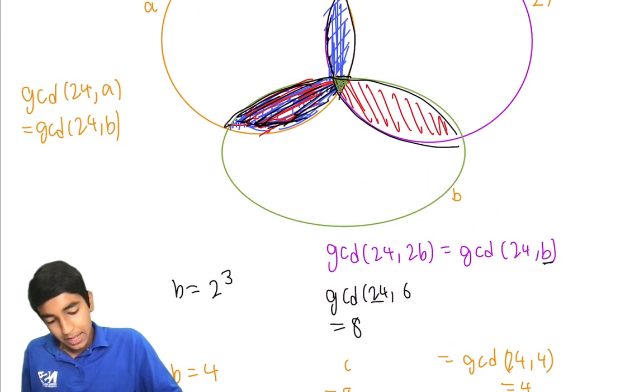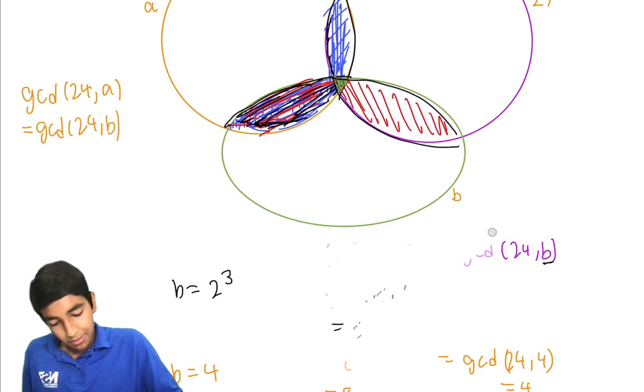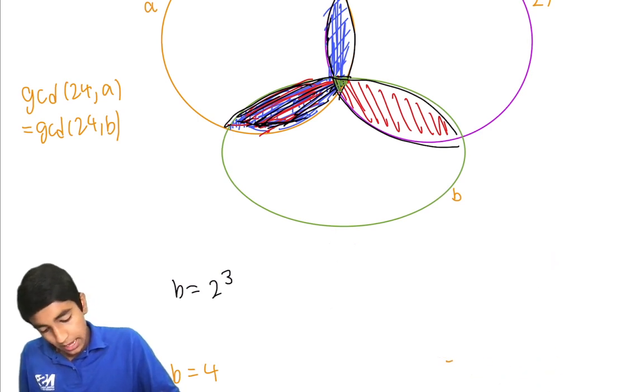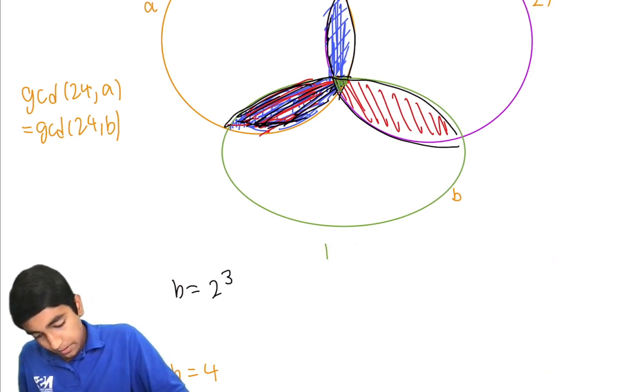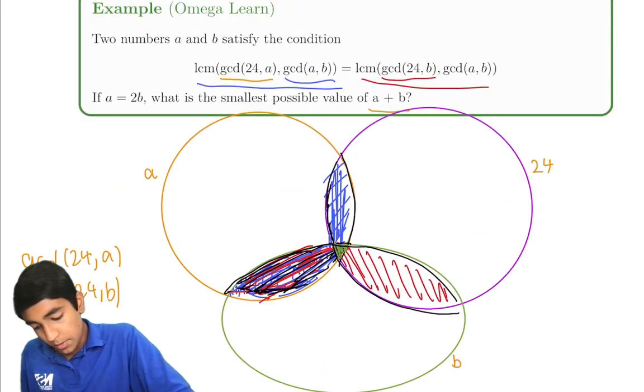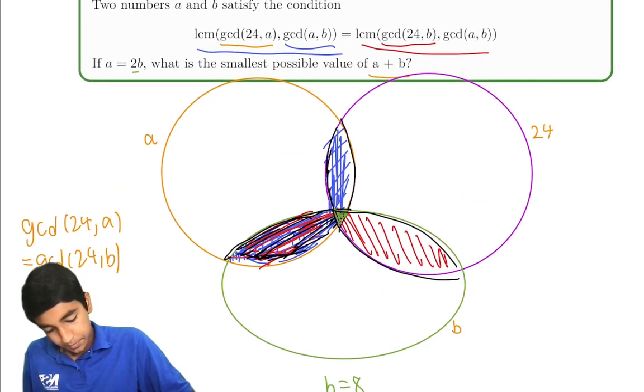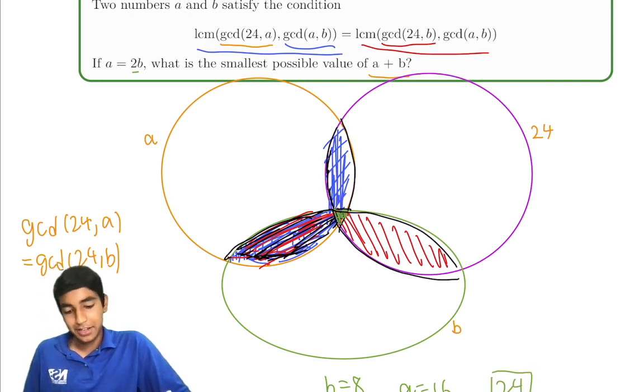So, because it must be 8, then that means b must be equal to 8. And if b is equal to 8, then a, which is 2b, is 16. So their sum is 24, and that is the answer for this one here.